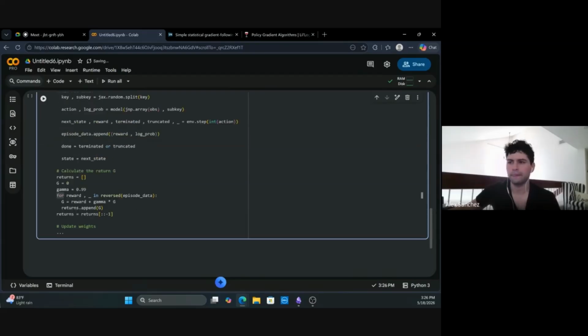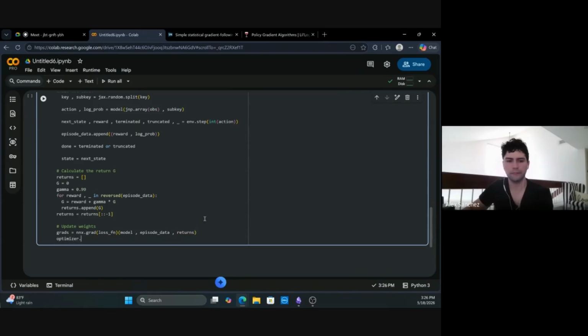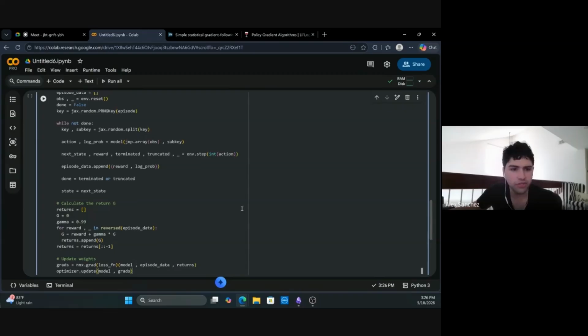And yeah, here we pretty much update the weights, right? We have grads. Let's get the gradients given our loss function. And we pass our model, episode data, and our returns. And then let's update our model given the gradients that we obtained. And that's pretty much that.